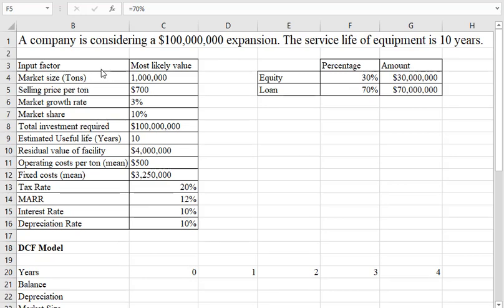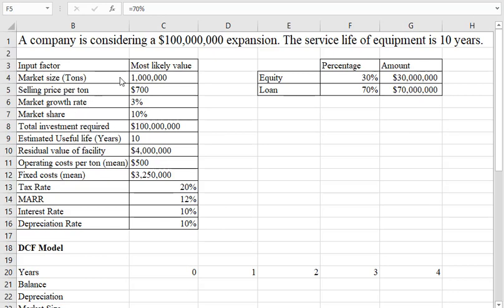Today I will be discussing the discounted cash flow model for expansion of a company. The scenario is a company considering a $100 million expansion. The service life of the equipment is 10 years, and other parameters are listed in this table.